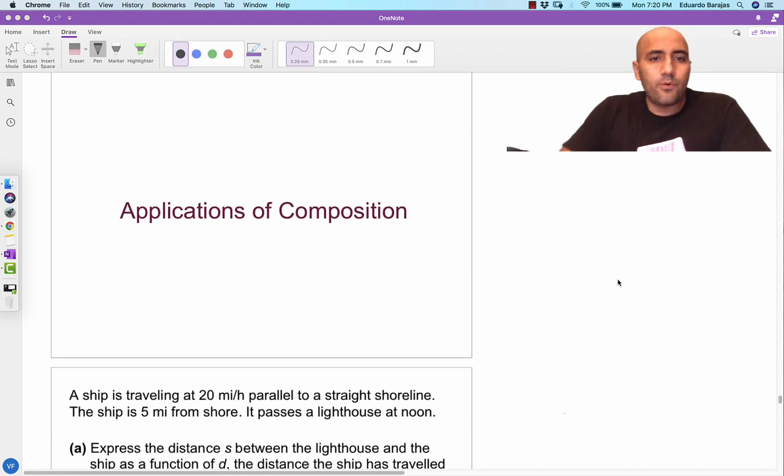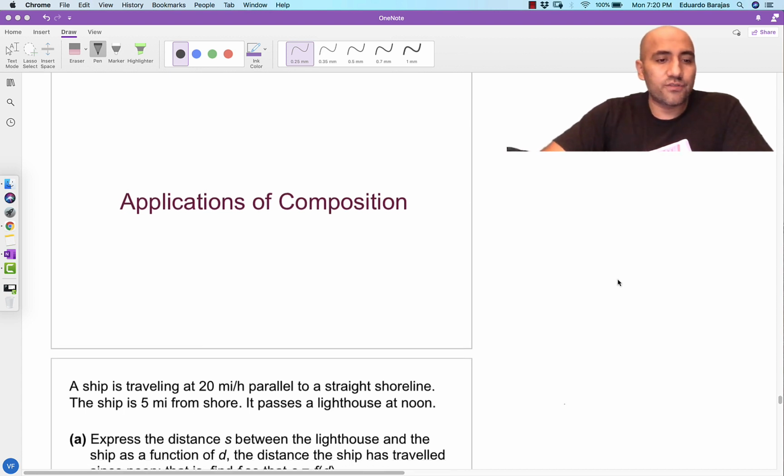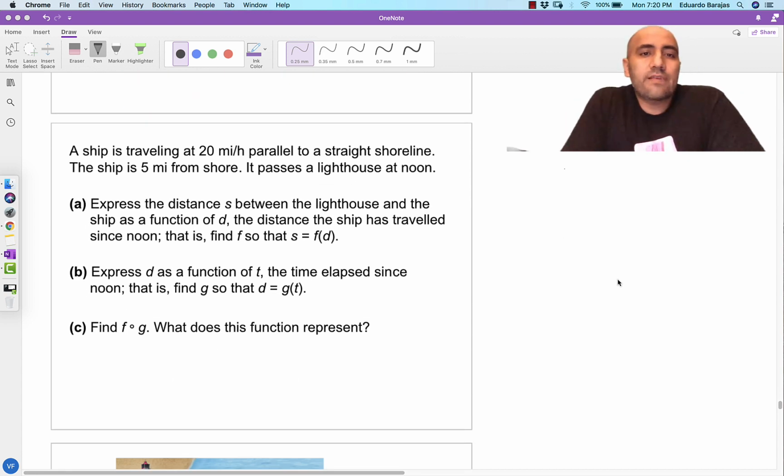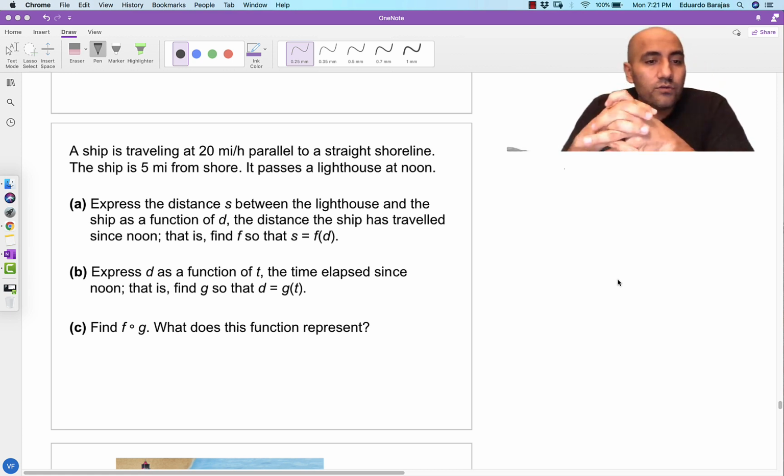All right, now let's look at an example with an application, so applications of compositions. A ship is traveling at 20 miles per hour parallel to a straight shoreline. The ship is 5 miles from shore. It passes a lighthouse at noon. A, express the distance s between the lighthouse and the ship as a function of d, the distance the ship has traveled since noon. That is, find f so that s equals f of d. B, express d as a function of t, the time elapsed since noon. That is, find g so that d equals g of t. And finally, find f composed with g. What does this function represent?